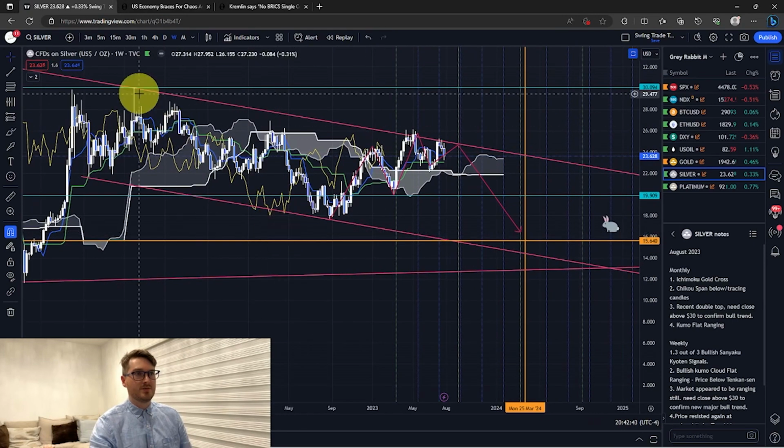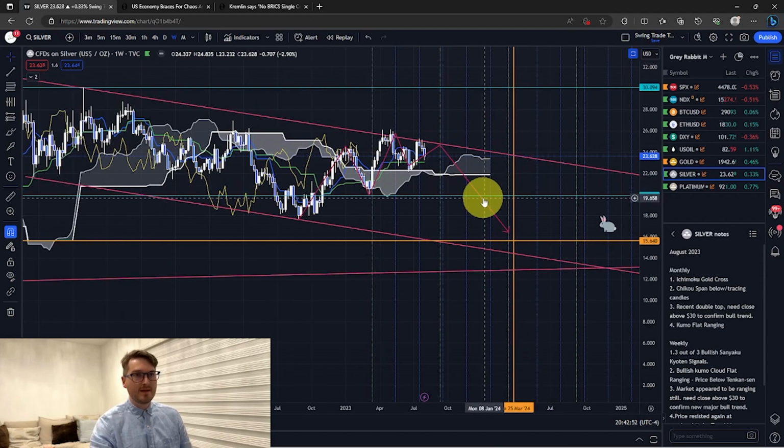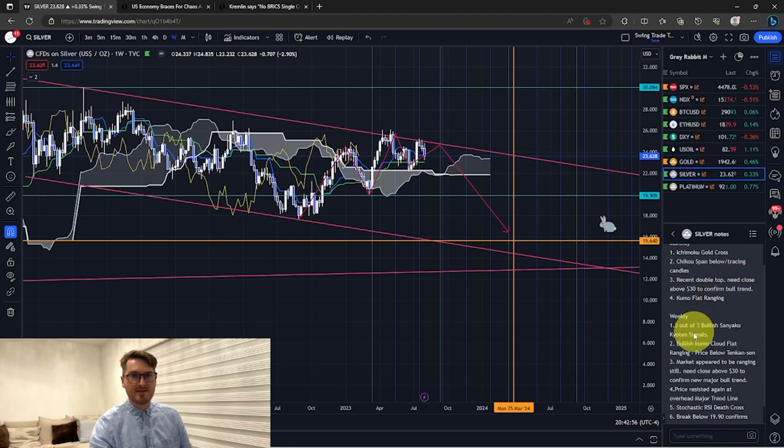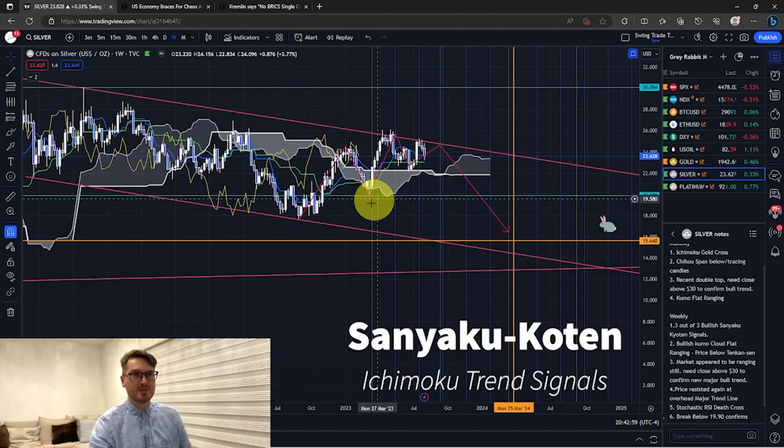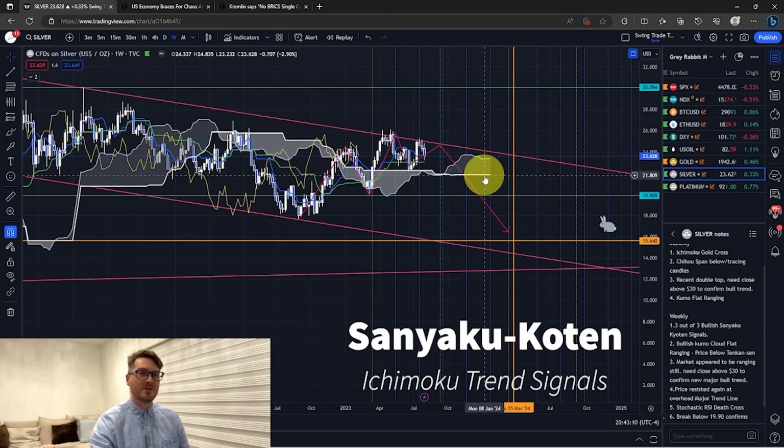Okay guys, so you can see that price has been resisted on this major trend line a few times, 3 times so far, and I'm expecting price to continue back down. We had 3 out of the 3 bullish Sanyaku Kouten signals, so we had a golden cross, Chikou Span above the candles, and we had a breakout of the Kumo here, but this bullish Kumo is just still too flat, too small, and the structure doesn't look strong enough yet.